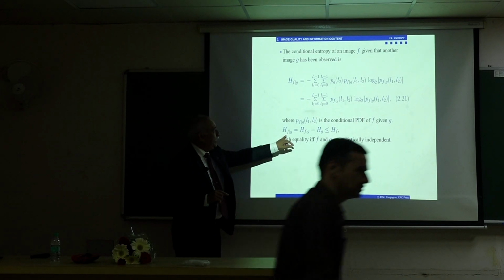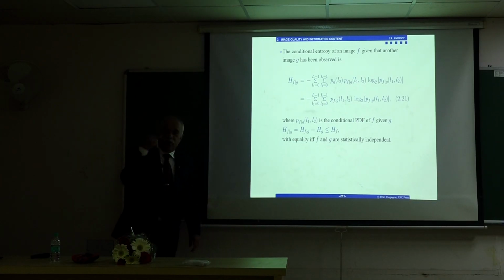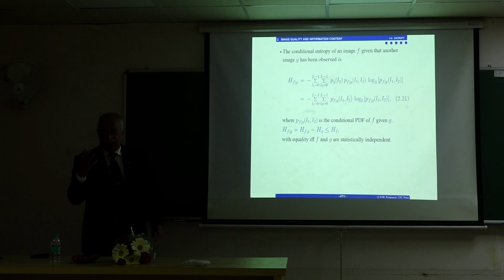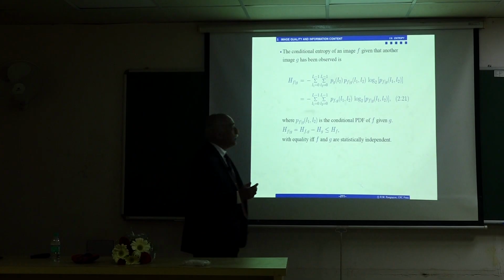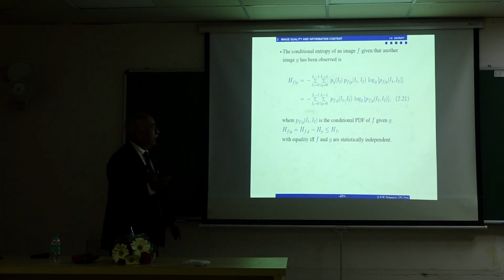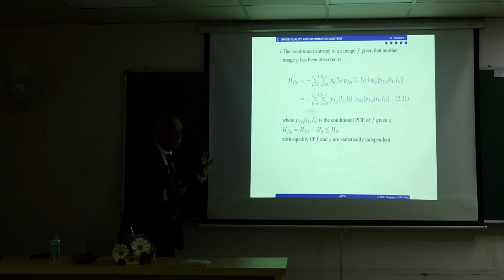Now, H(F given G) is H(FG) minus H(G), because you already have seen G. So you already have that information. And that is less than or equal to H(F), because they are hopefully correlated, with equality if and only if F and G are statistically independent.